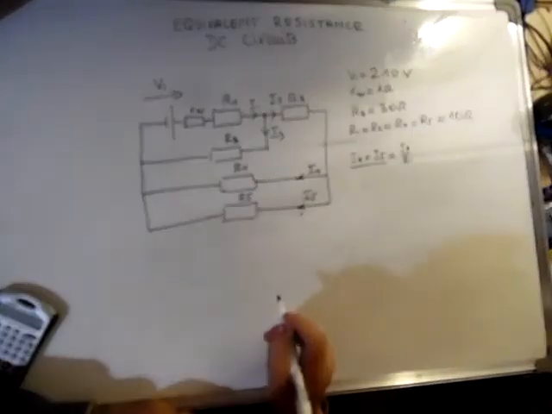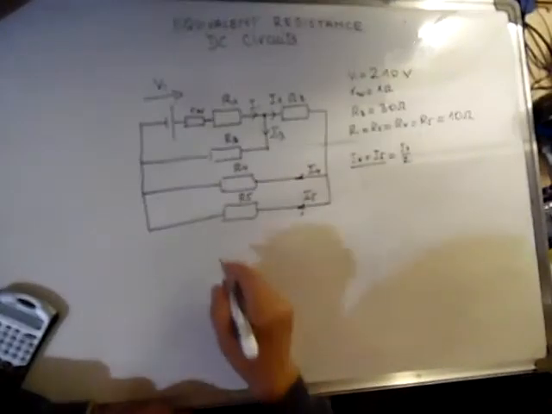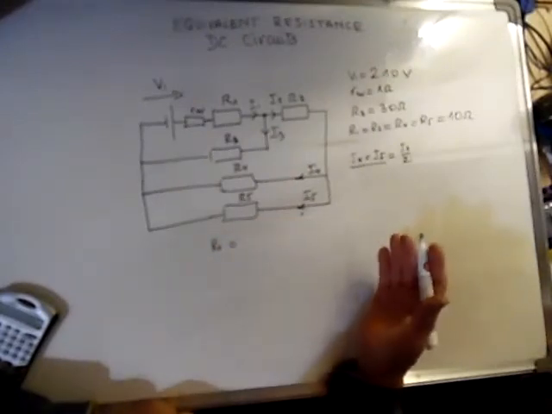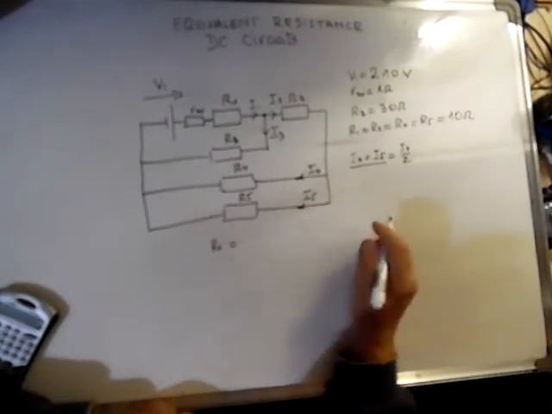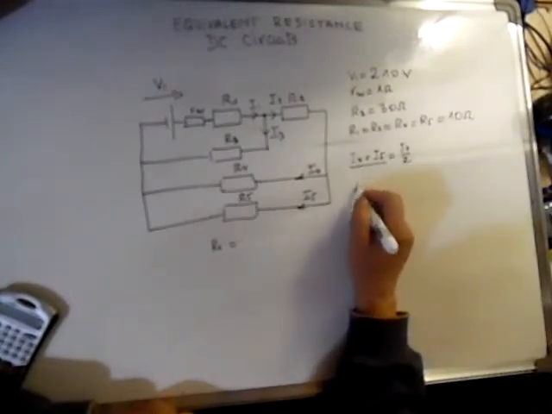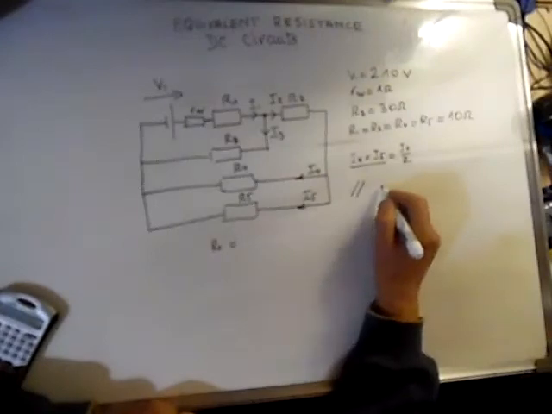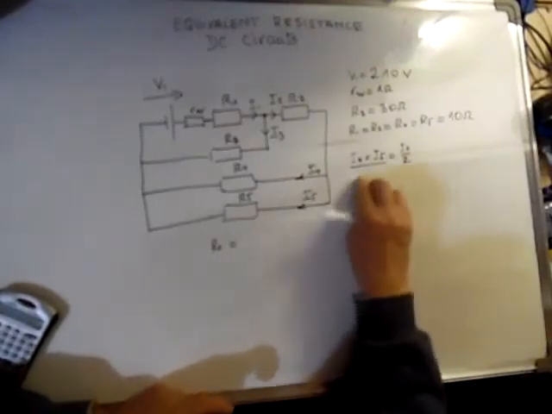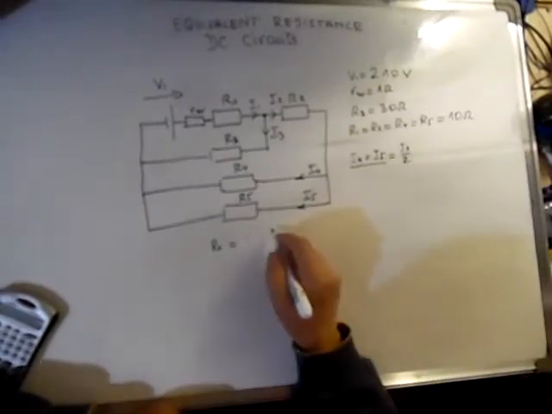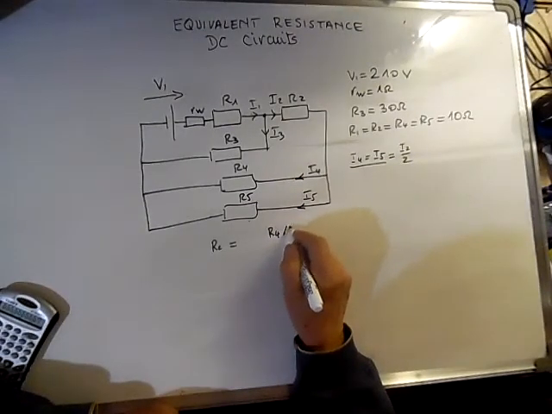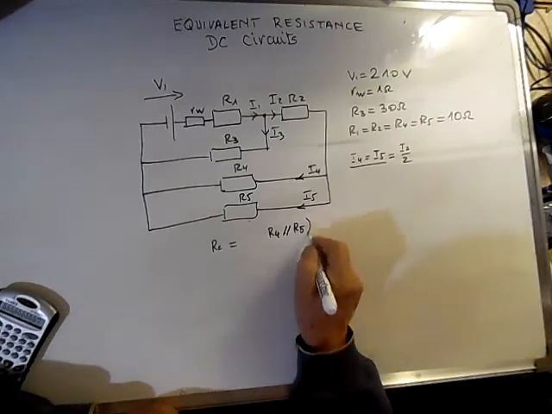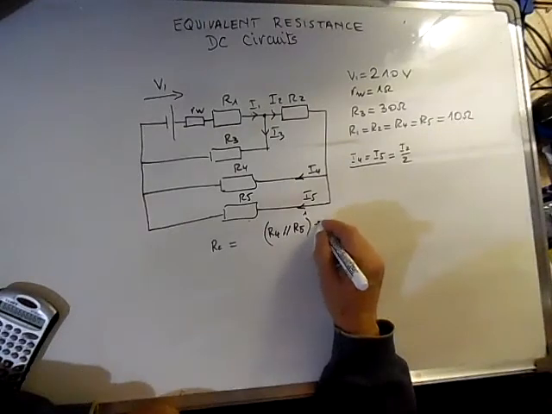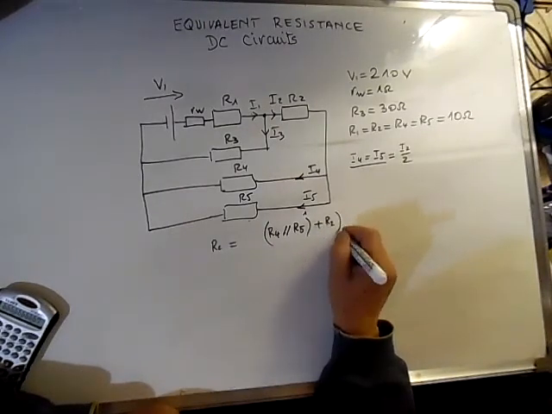To calculate I1, we need the equivalent resistance. So let's calculate it. I will calculate it by the method I told you about. If two resistors are in parallel, we write this, and if they are in series, we write a plus sign. So let's go. R4 and R5 are in parallel. So this is the first step. Second step, R2 is in series. This is the second step.